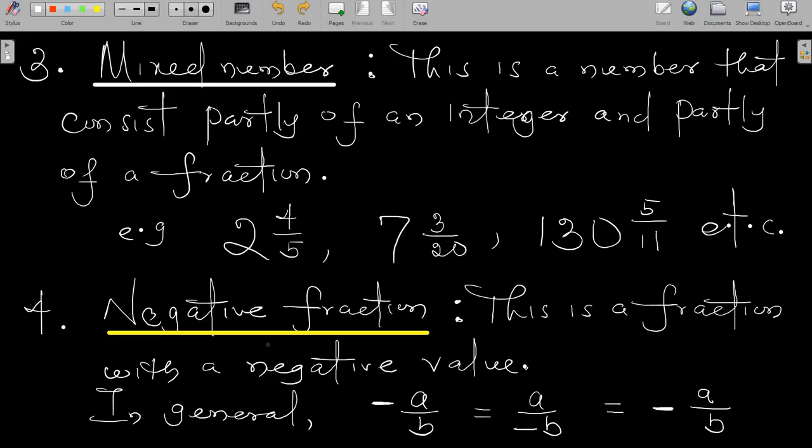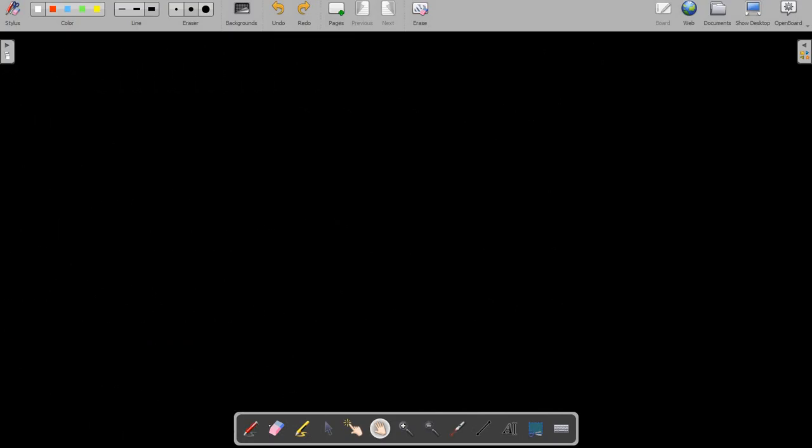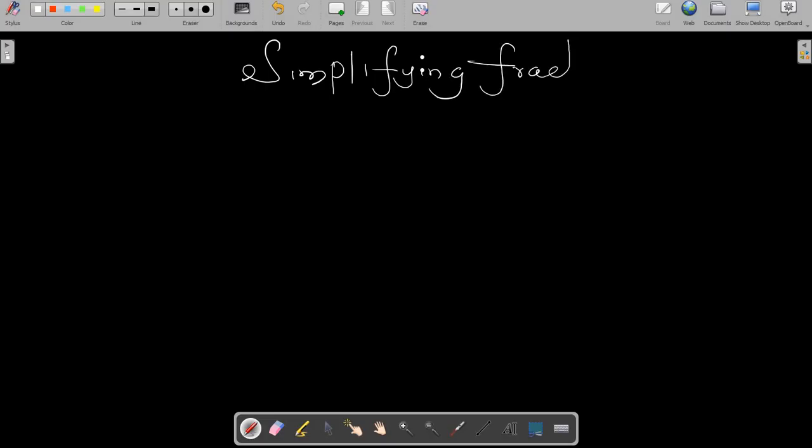Now let us move into another aspect. We call it simplifying fractions. So let me put it down. This is quite easy. We may be asked to reduce a fraction to its lowest term.